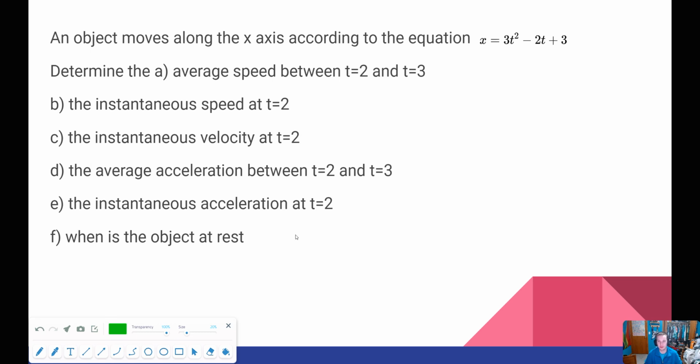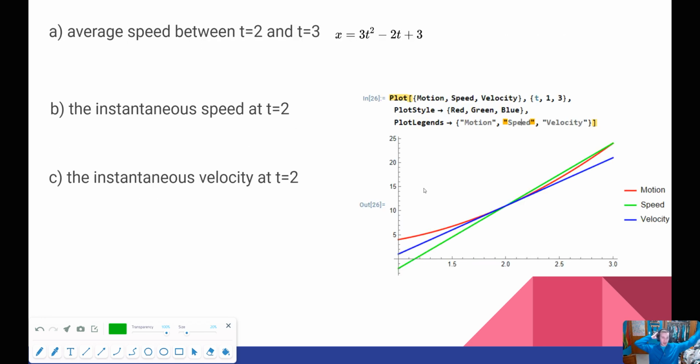3t squared minus 2t plus 3. And we want to determine a few things: the average speed between t equals 2 and t equals 3, the instantaneous speed at t equals 2, the instantaneous velocity at t equals 2, the average acceleration between t equals 2 and t equals 3, the instantaneous acceleration at t equals 2, and when the object is at rest. So first off, we are going to do the average speed between t equals 2 and t equals 3.